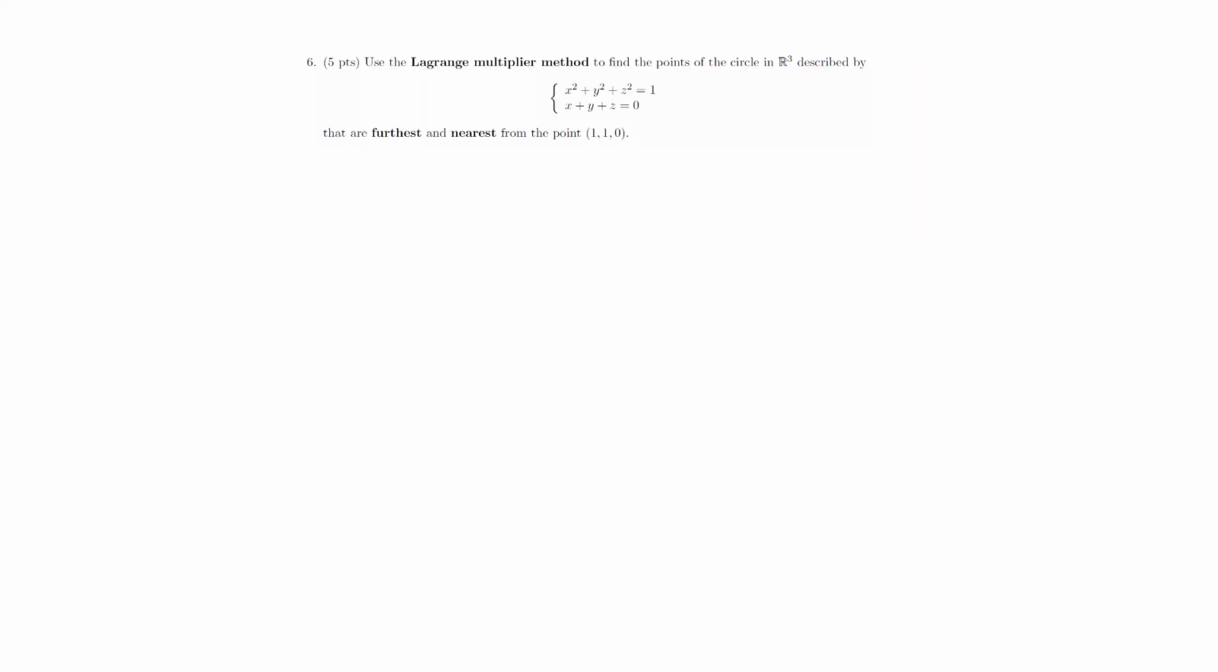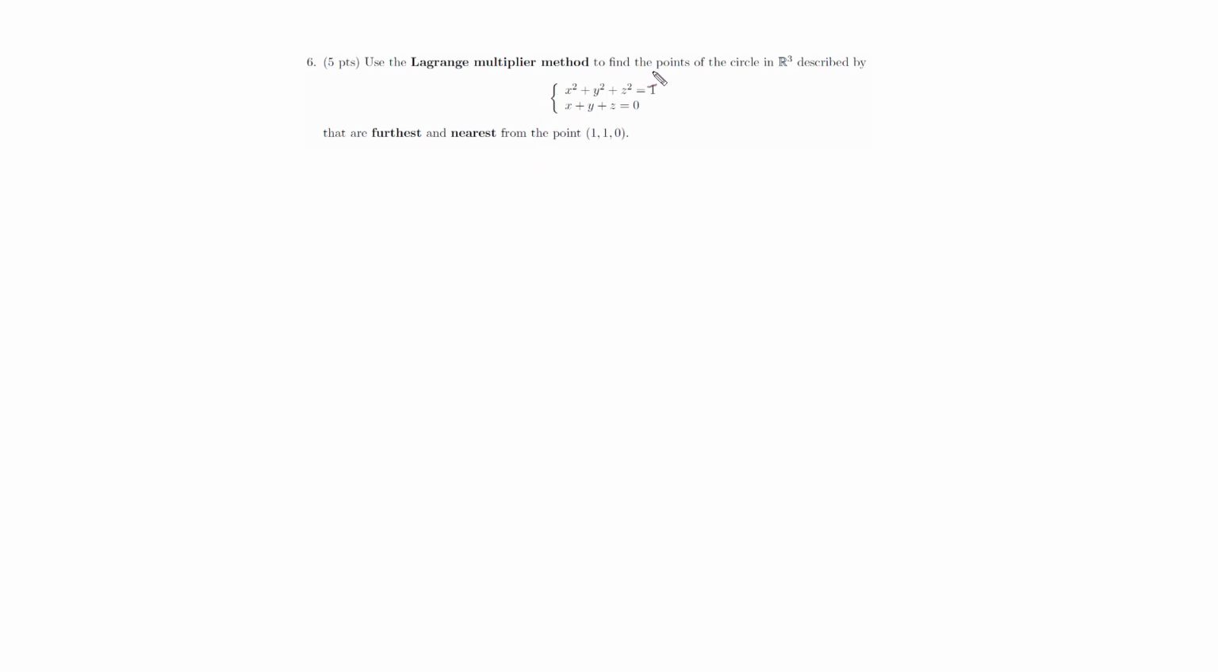And finally, let us have a look at question 6 over here, which is an optimization problem that you have to solve using the Lagrange multiplier method. So the question is to find the points of the circle in our cube that is defined by these equations that are furthest and nearest from the point (1, 1, 0). So you have to rewrite this as an optimization problem first, of course.